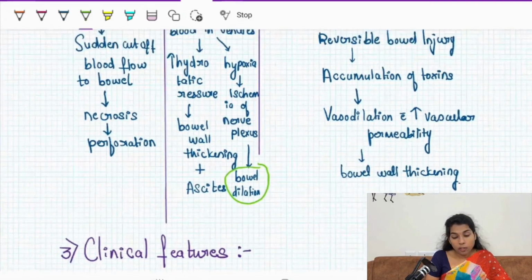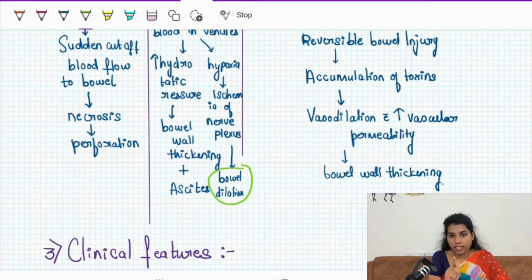So, why are you getting bowel wall thickening? It is because of the increase in hydrostatic pressure, and there's an edematous bowel wall thickening and ascites. Why are you getting bowel dilatation in any of the ischemia? It is because of the damage of the nerve plexus, the submucosal as well as myenteric nerve plexus, which are in the bowel, right?